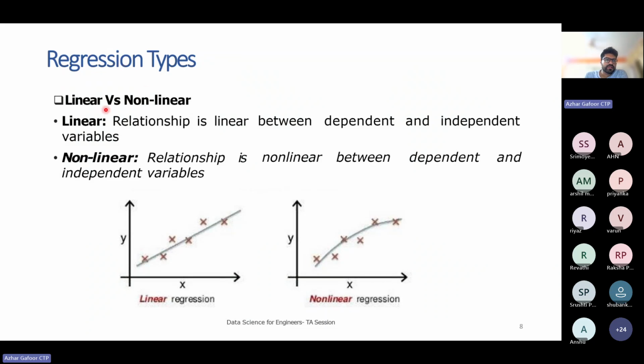Now coming to regression types: linear regression and non-linear regression. If the relationship between the dependent and independent variables is linear, we can fit the regression curve using a straight line. Those are called linear regression problems. For non-linear regression, the relationship is non-linear, that is, we cannot fit a straight line, and a non-linear function will better predict the outcome.